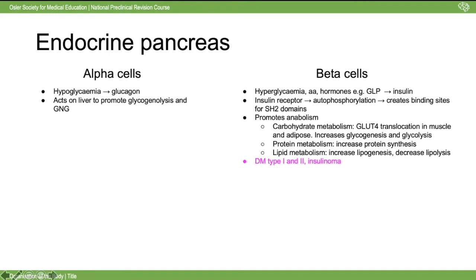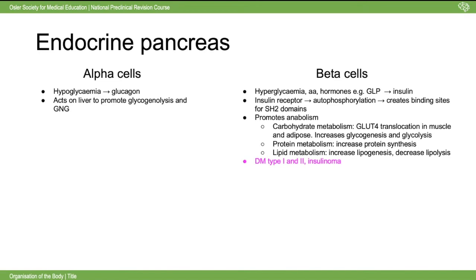And in terms of protein metabolism, if you just remember that insulin promotes anabolism, it's really easy to remember that insulin increases protein synthesis, and it also increases lipogenesis and decreases lipolysis. And if you're talking about insulin, don't forget to mention diabetes. So always talk about the two types of diabetes.